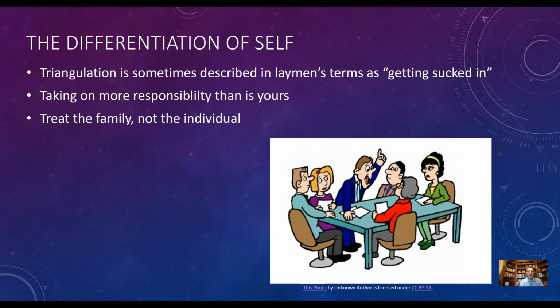Triangulation in real simple terms is, let's say my child comes to me and says, hey, Dad, can I go out Friday night with so and so? And I say, not real thrilled about that. And she goes to Mom and says, hey, Mom, help me work on Dad. I want to go out. Mom says, sure. Okay, help me work on Dad because Dad doesn't want me to go out. Now we have a triangle.